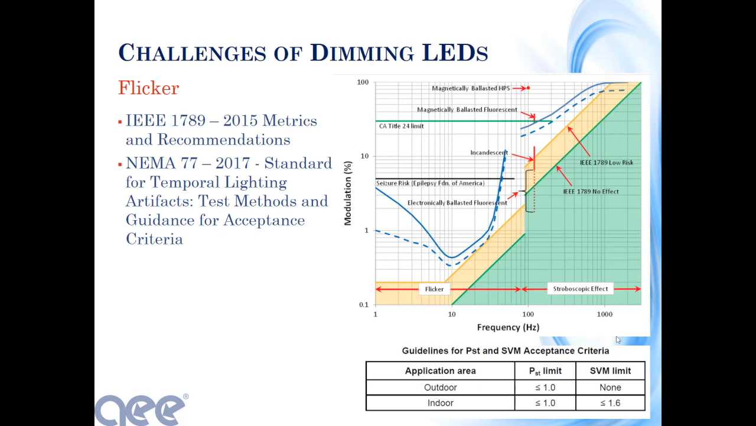You can see the green piece is supposed to be where it's an acceptable level. The yellow band is the low risk, and then everything above it is supposed to be, it doesn't say high risk, but if you don't say it's low risk, what do you assume, right? Risk.